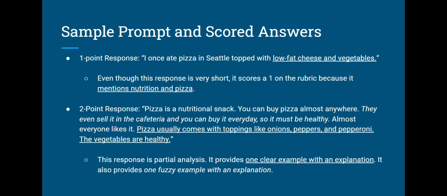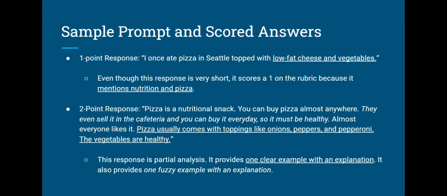You can buy pizza almost anywhere. They even sell it in the cafeteria, and you can buy it every day, so it must be healthy. Almost everyone likes it. Pizza usually comes with toppings like onions, peppers, and pepperoni. The vegetables are healthy. So in this 2-point response, we have one very clear example and explanation.